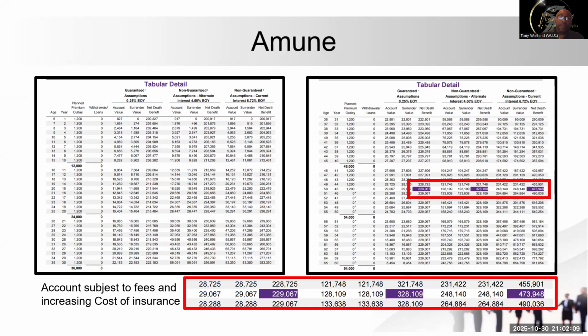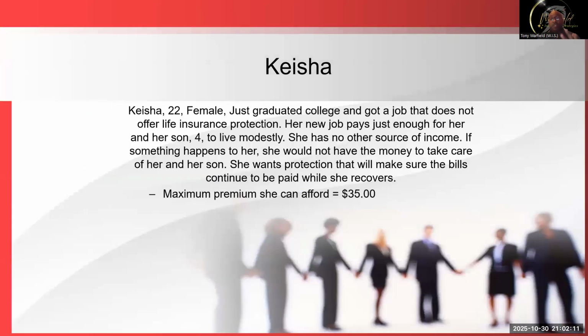So let's talk about Keisha real quick. Keisha is 22, female, just graduated from college and got a job that does not offer life insurance protection. Her job pays just enough for her and her son to live modestly. She has no other source of income, so if something happens to her, she would not be able to take care of her responsibilities and her son. She's got about $35 extra every month to be able to cover the cost of insurance.